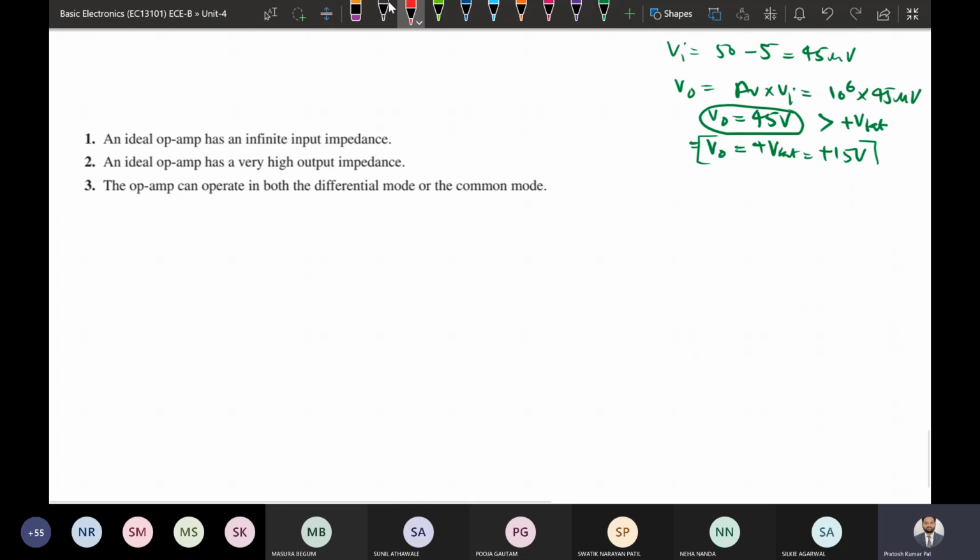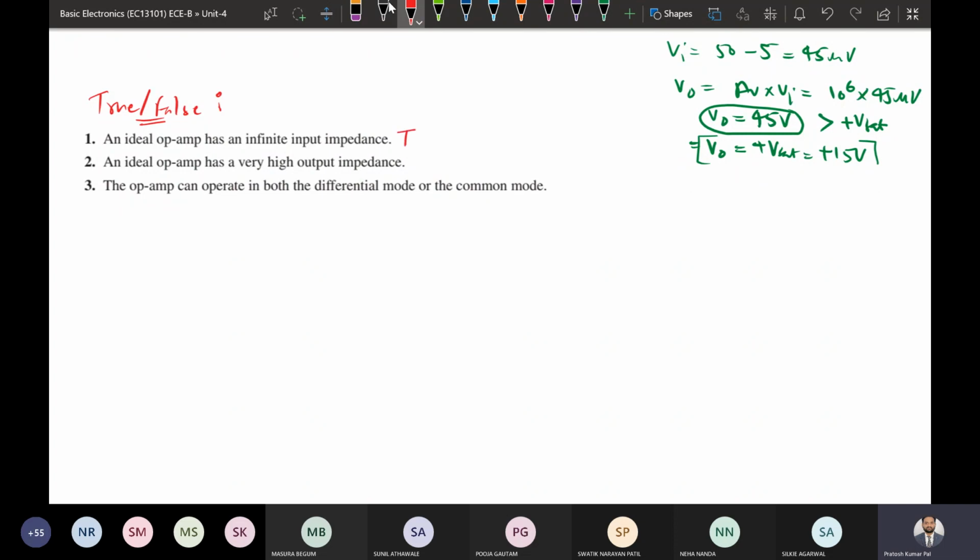So there are some questions related to the topic that we have gone through. They are true and false questions. Just go with the first one: an ideal operational amplifier has an infinite input impedance. Whether it is true or false, can anyone respond? True, sir. Okay, it is true. So the ideal op-amp has infinite input impedance.